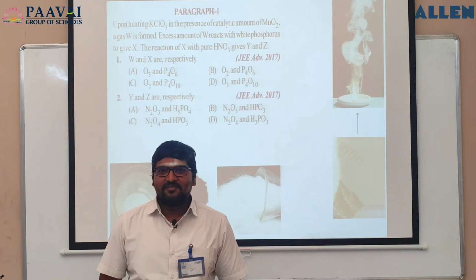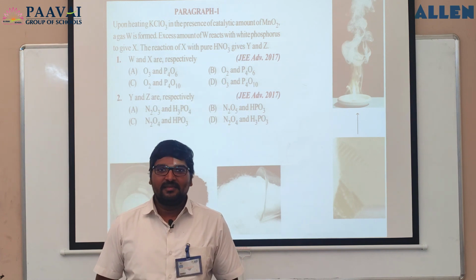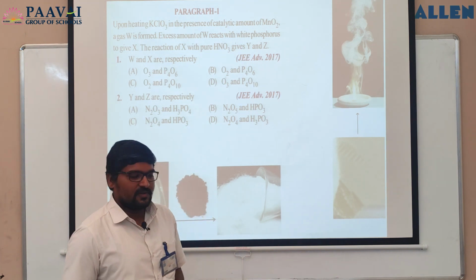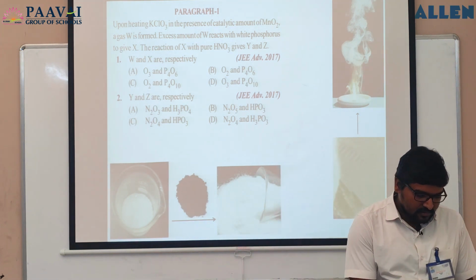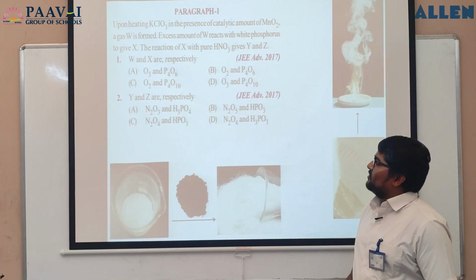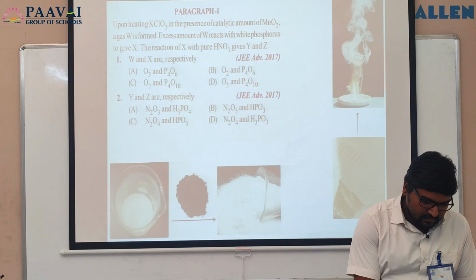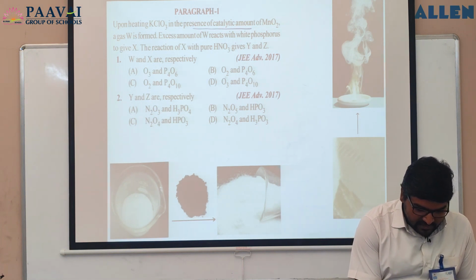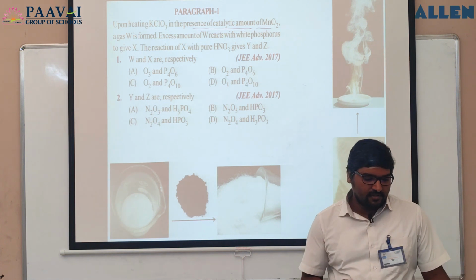In today's session, we will discuss a previously asked JEE Advanced question from the P block. So, let us see the question. Upon heating potassium chlorate, that is KClO3, in presence of a catalytic amount of MnO2, that is manganese dioxide.